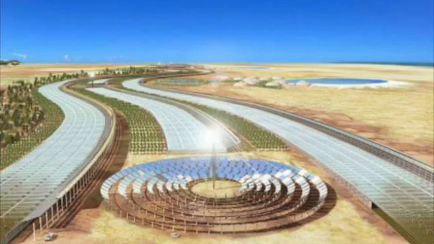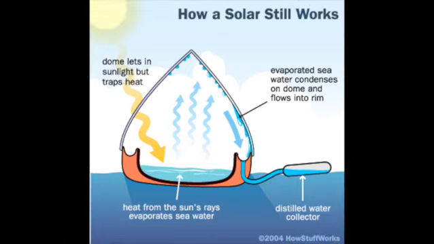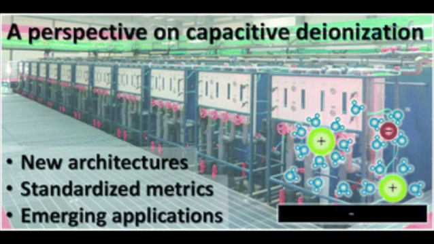Solar desalination. Solar desalination utilizes solar energy to power the desalination process. Researchers are exploring various solar-driven technologies such as solar stills, multi-stage flash distillation, and solar-powered membrane processes. Advances in solar desalination aim to reduce energy consumption and make desalination more sustainable.